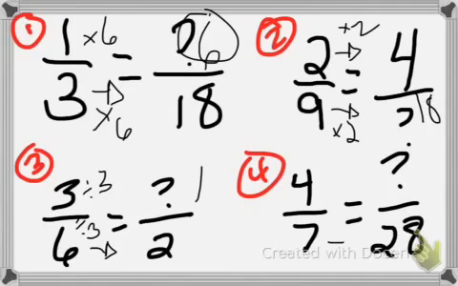Next, from 7 to 28, you have to take it times 4. So we take the top times 4. So our answer is 16/28.